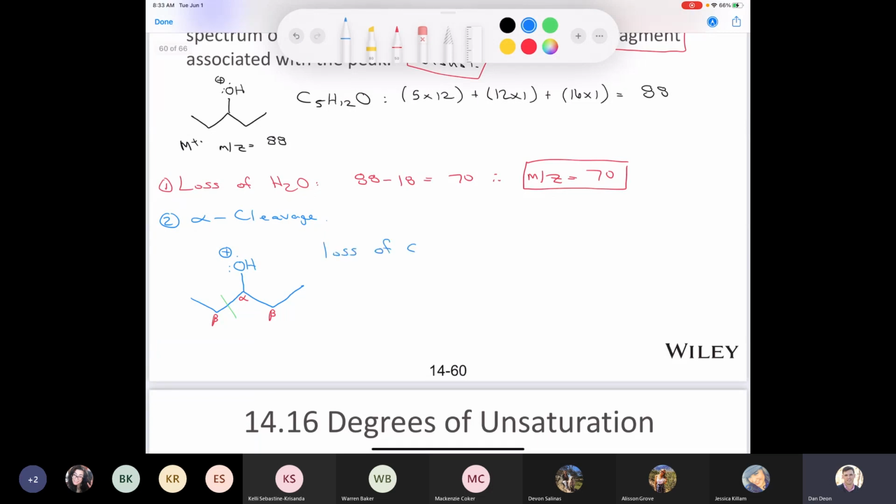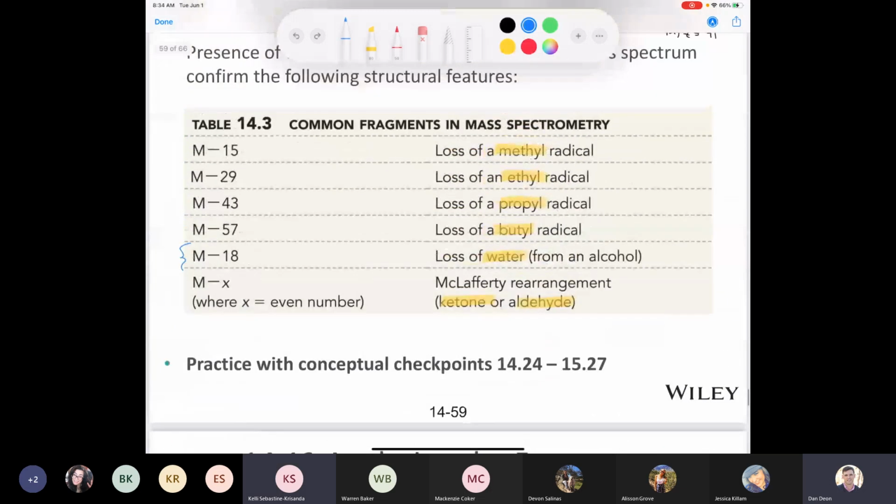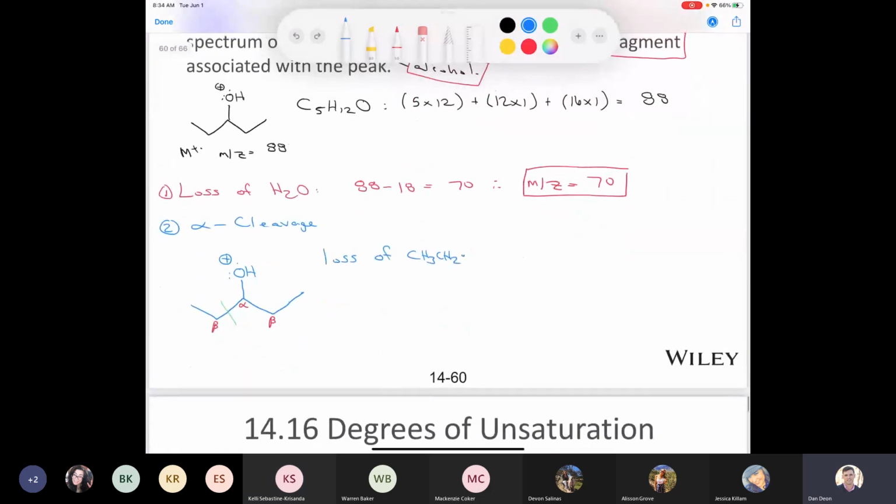Loss of a CH3CH2 radical, because I'm going to lose something that's uncharged. Could anybody tell me how much a methyl radical weighs? Sorry, did I say methyl when I meant ethyl? How much does the ethyl radical weigh? If we go back to the last table, 29. Absolutely.